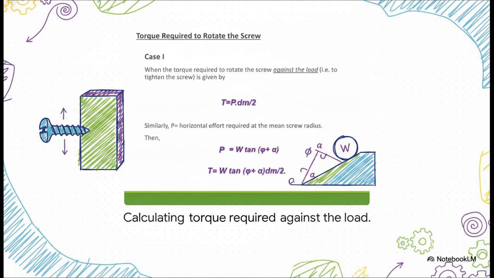Now, don't let the math intimidate you. The concept is actually pretty elegant. The total torque required, marked as T, depends on the load being moved, which is W. But look inside the parentheses there. We're taking the tangent of the friction angle, which is phi, plus the thread angle, alpha. When you tighten a screw, you're fighting an uphill battle. You have to expend energy to overcome both the slope of the ramp, alpha, and the inherent friction of the materials sliding against each other, phi. That's why we add them together.